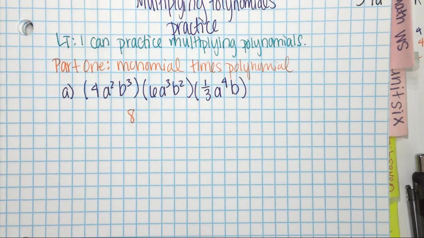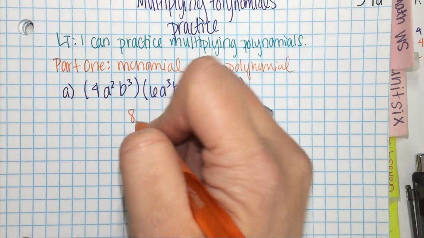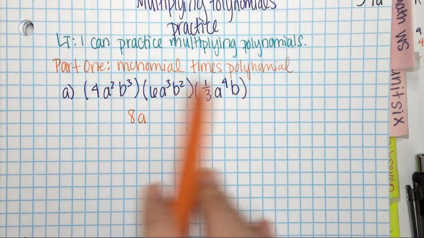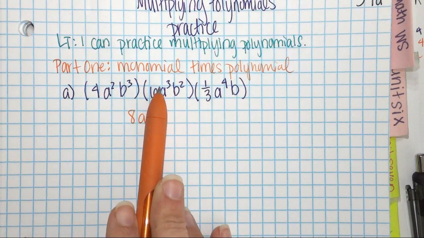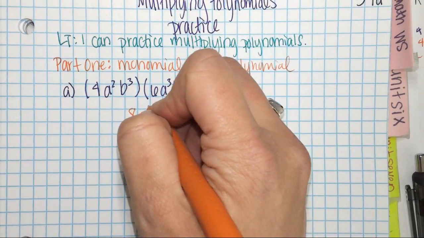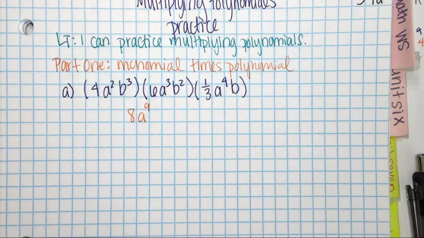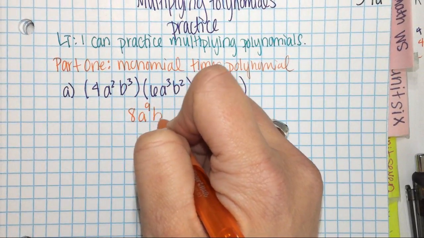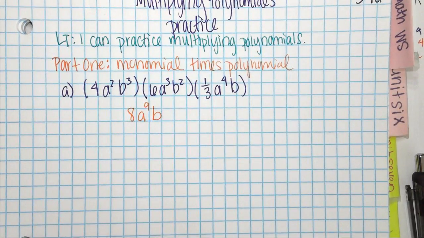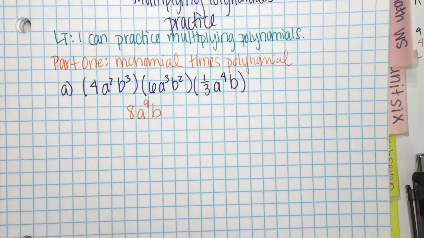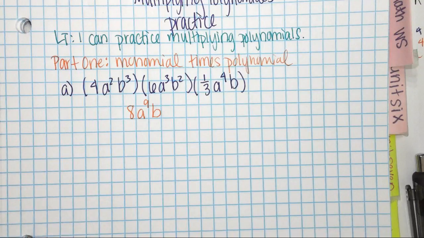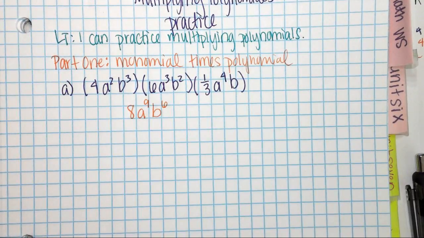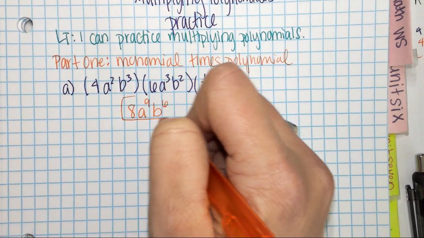Alright, now when we multiply like bases, what do we do to the exponents? We add all of the a's together. What's 2 plus 3? 5. 5 plus 4? 9. Alright, what's the exponent for b going to be? 6. Why 6 and not 5? Because b has a 1. Fantastic. Take a point.